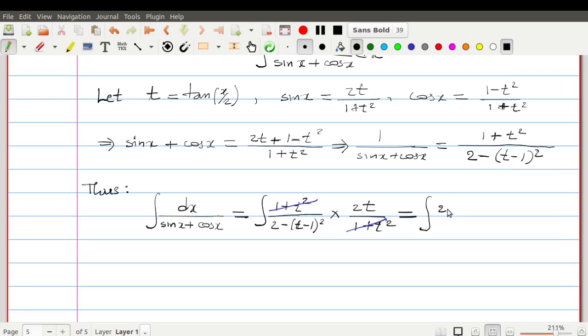Of course, I can take the 2 out of the integral sign. Of course, there is the dt that is missing. I didn't write that dt. So that will be 2 by this expression, 2 minus t minus 1 all squared, right? And that is it. So this is what we have. I can take that 2 out, so I hope it doesn't hurt anybody. It doesn't hurt.